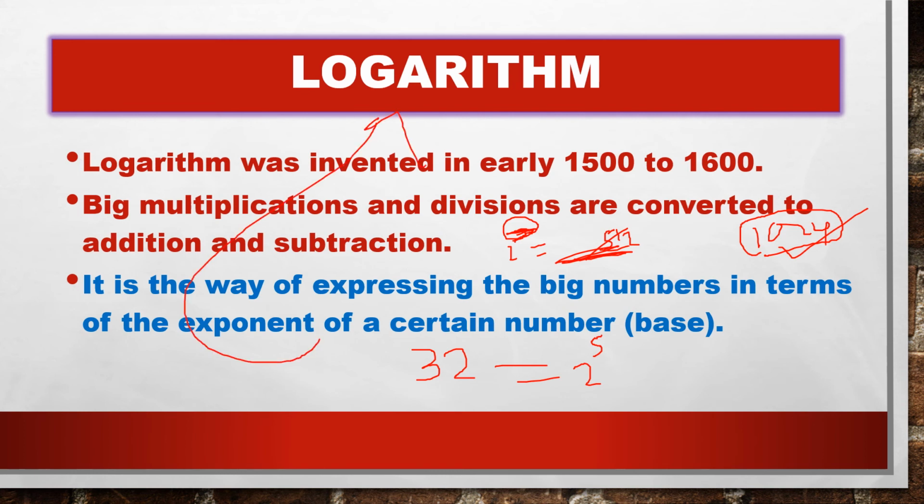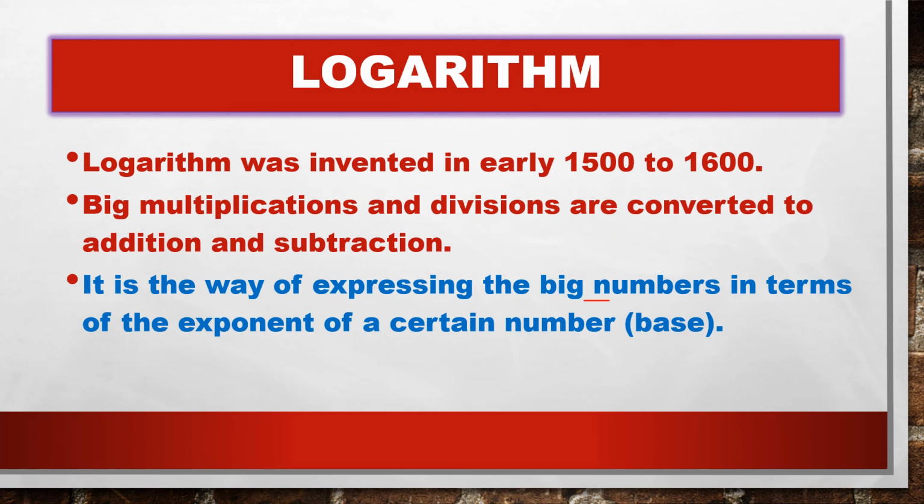The statement is giving big numbers in terms of an exponent of a certain number base. This is your base and there is an exponent to it, and this big number, here 32, is represented as 2 power a number, that is, some base power a number. If any big number is given, we cannot write it directly like this; the base may be 2, 5, 3, anything. For such numbers we'll use logarithms. Clear?